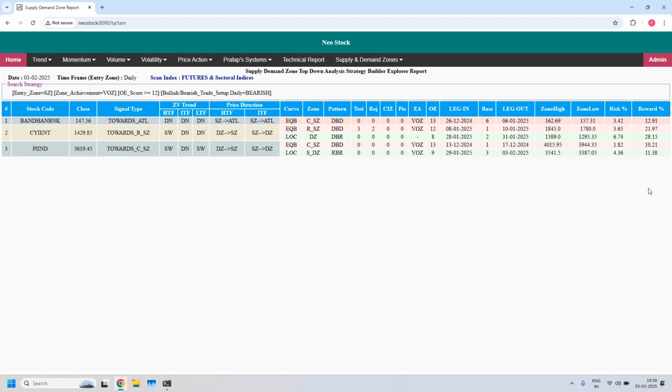All 3 are supporting bearish trade setup for monthly income trade. And the entry time frame zones are supply zones, daily supply zones. Out of these 3 daily supply zones, how many are supporting ITF Confluence? Let's verify.